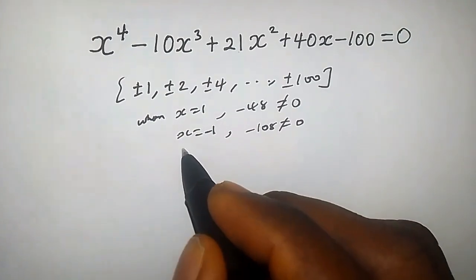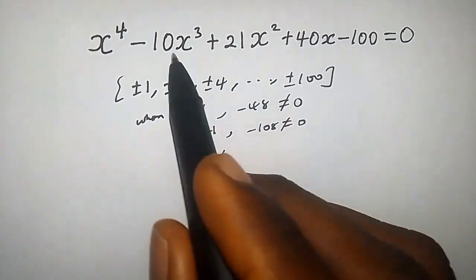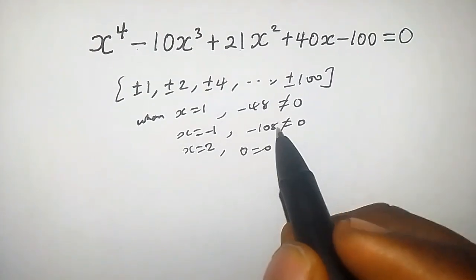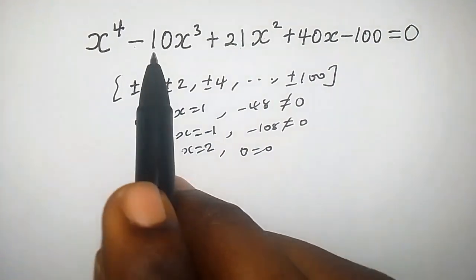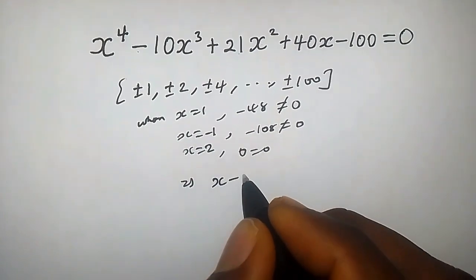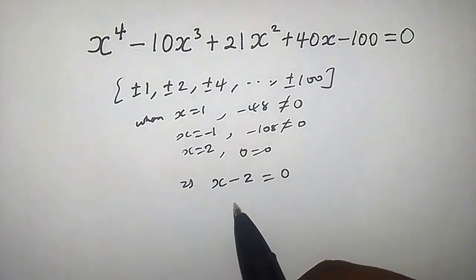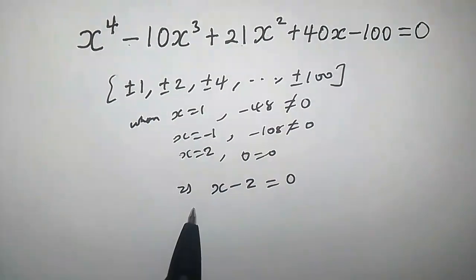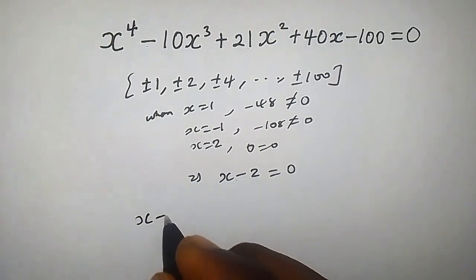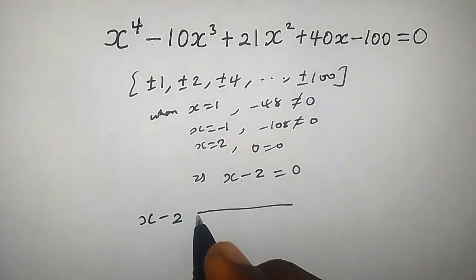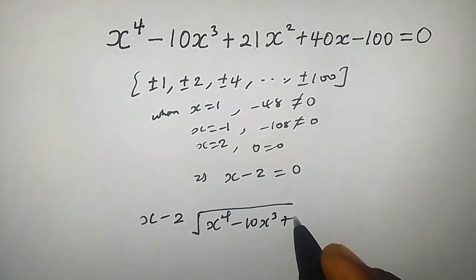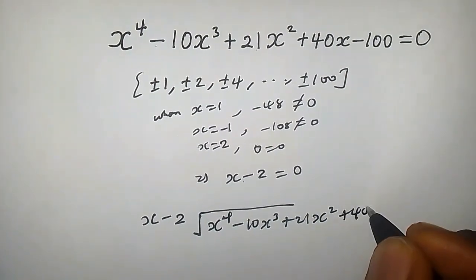So when x equals 2, all of this vanishes. So we have 0 equals 0. So that means that x equals 2 is a root of this equation. So this implies that x minus 2 is equal to 0. So we are going to divide our quartic equation by x minus 2. Using the long division method, we have x minus 2 dividing x to the 4 minus 10x cubed plus 21x squared plus 40x minus 100.